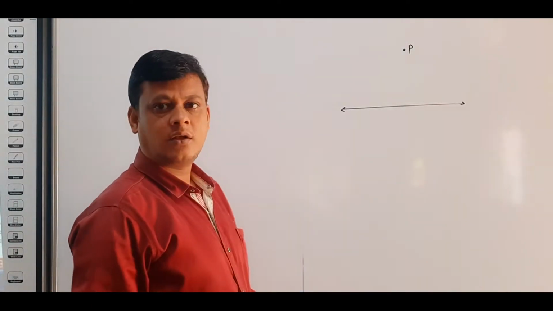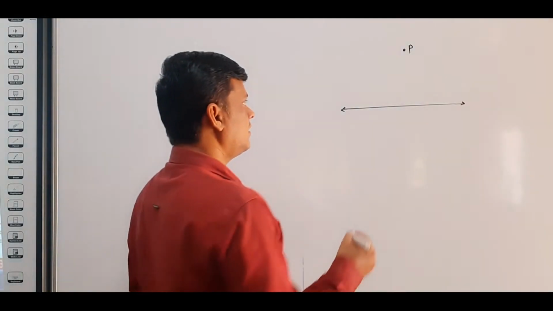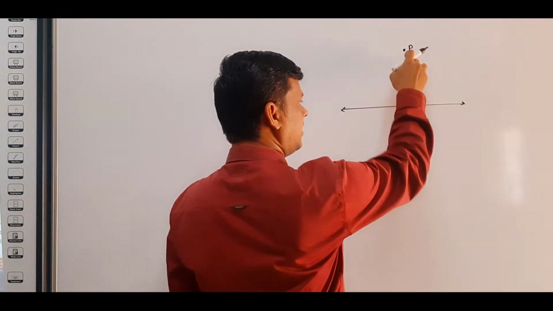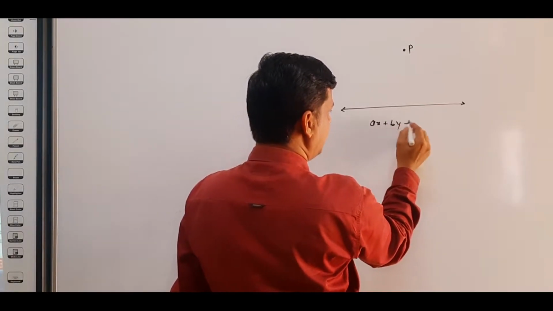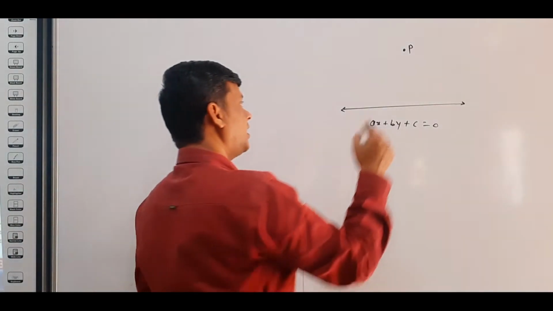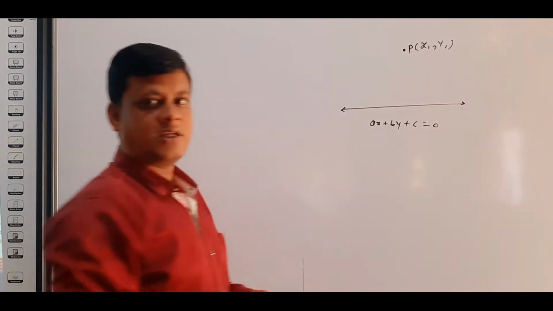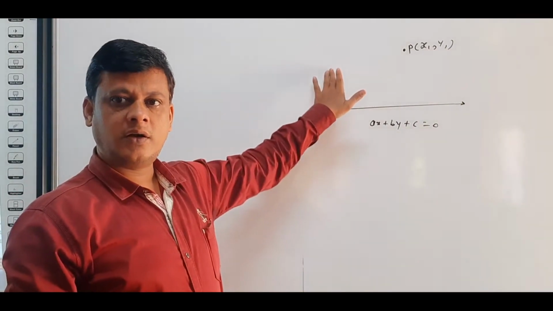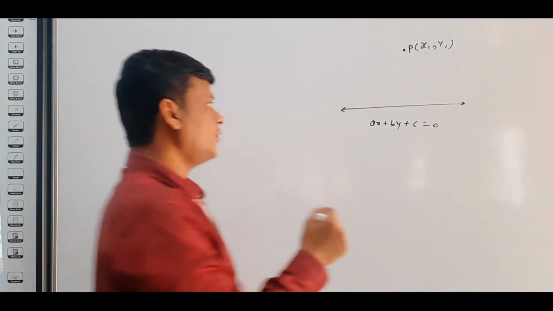Now we see the next topic, distance of a point from a line. Suppose the given point is P and the given line is ax + by + c = 0. If the coordinates of this point P are (x1, y1), this concept we discussed in class 11 for the two-dimension system.